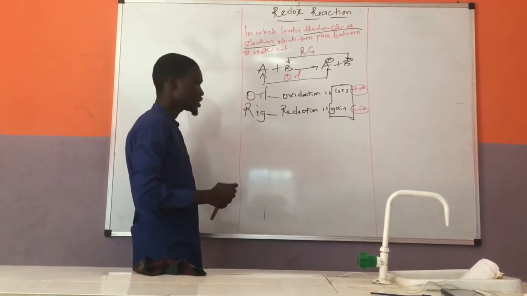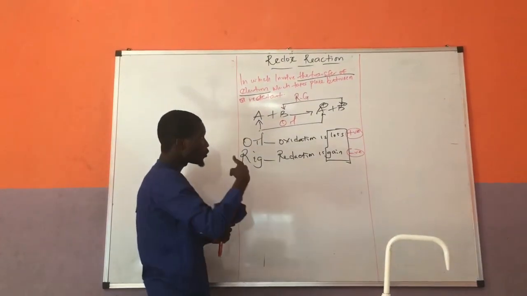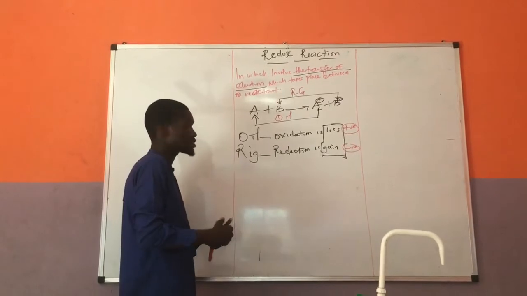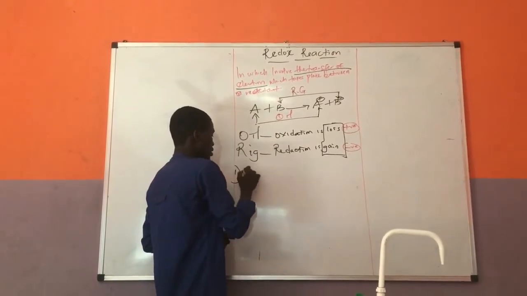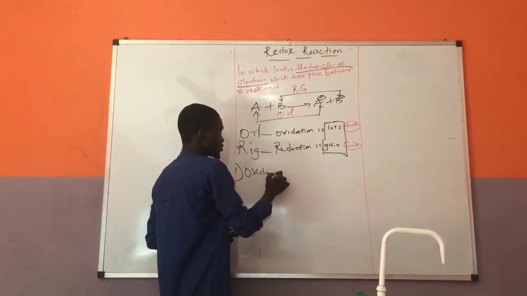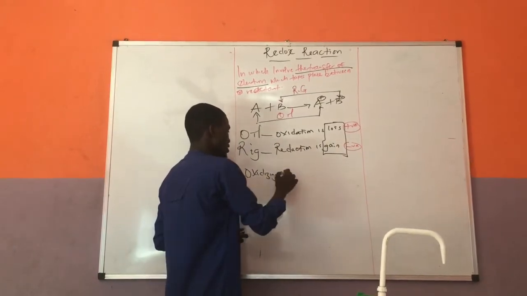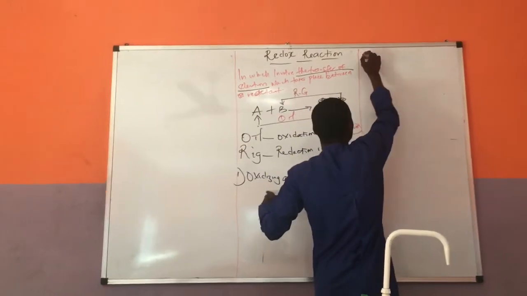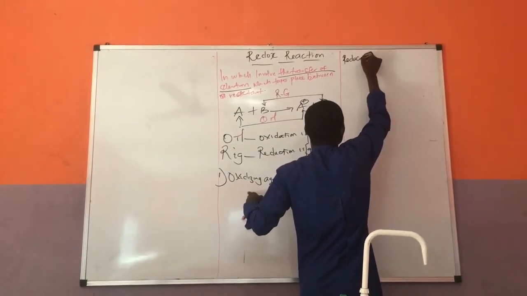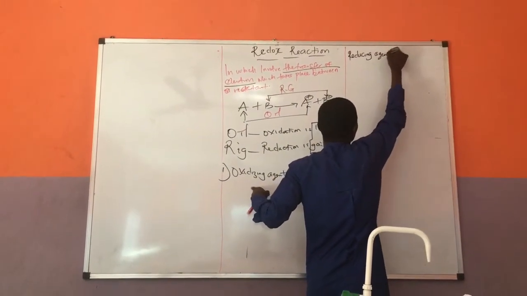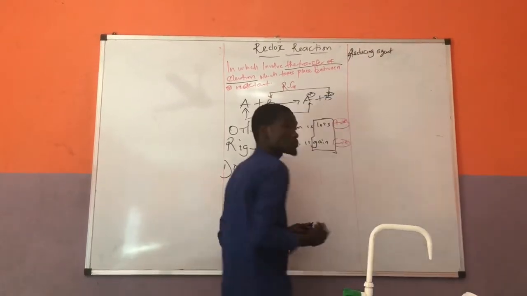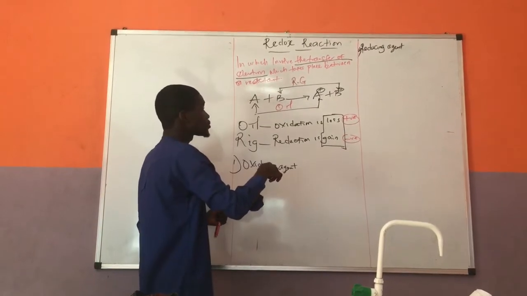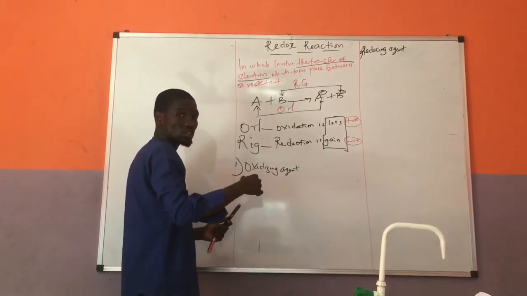Take note that there are two main types of redox reactants which occur mostly at the reactant side. The first one is oxidizing agents, while the second one is reducing agents. You can see that these are the two main types at the reactant side at which they occur.